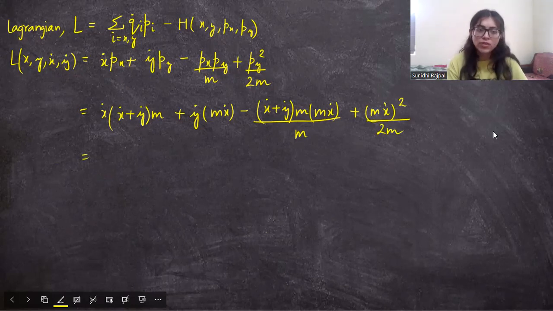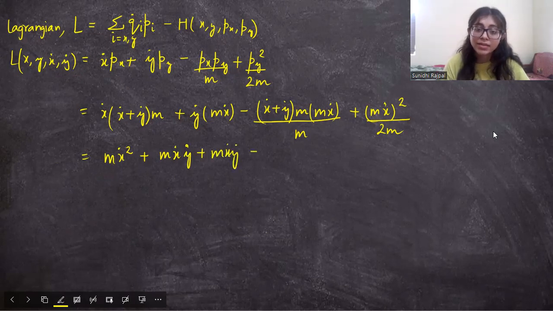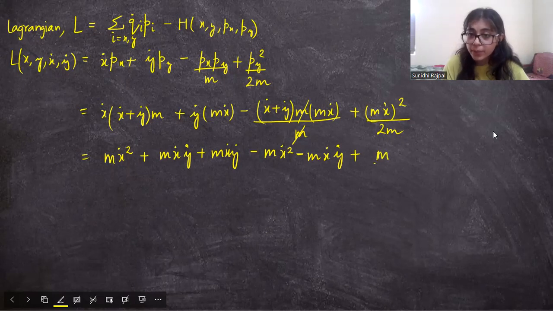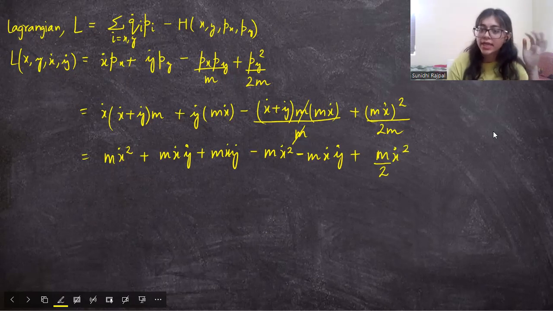अब हमें इसको simplify करना है, so let's do it. This will get m x dot square. This will become m x dot y dot plus m x dot y dot minus m and m. One m gets cancelled. We have m and we have x dot and x dot. M x dot square, another minus m x dot y dot plus. So we have square over here. So one m will get cancelled and we will get m by 2 x dot square. Up to here this is clear, right? This is very easy. सिर्फ brackets open करें और कुछ भी नहीं करा.